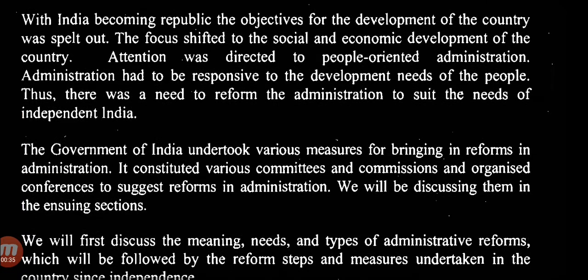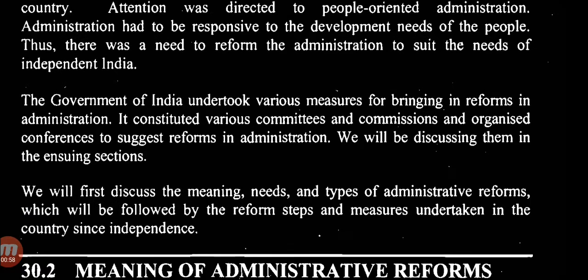With India becoming a republic, the objectives for the development of the country were spelled out. The focus shifted to the social and economic development of the country. Attention was directed to people-oriented administration. Administration had to be responsive to the development needs of the people. Thus, there was a need to reform the administration to suit the needs of independent India.